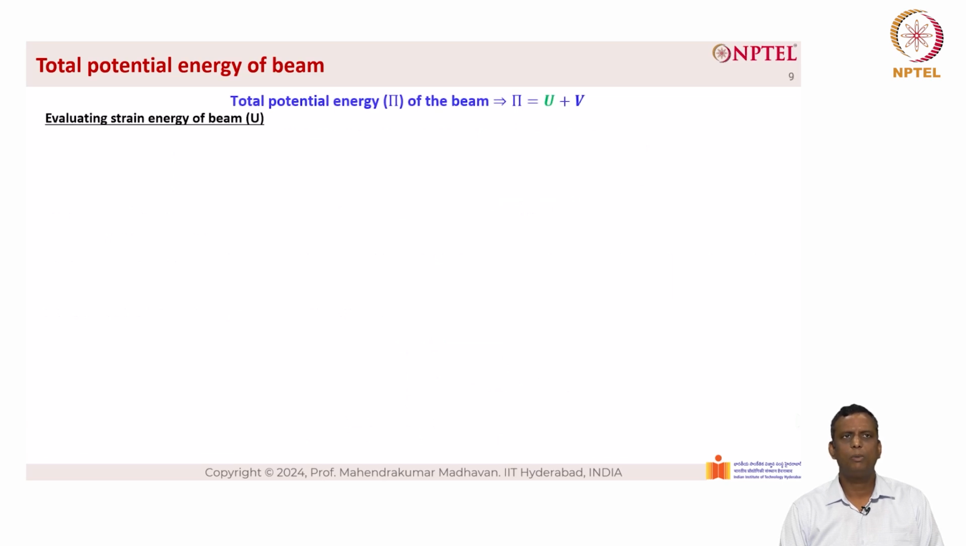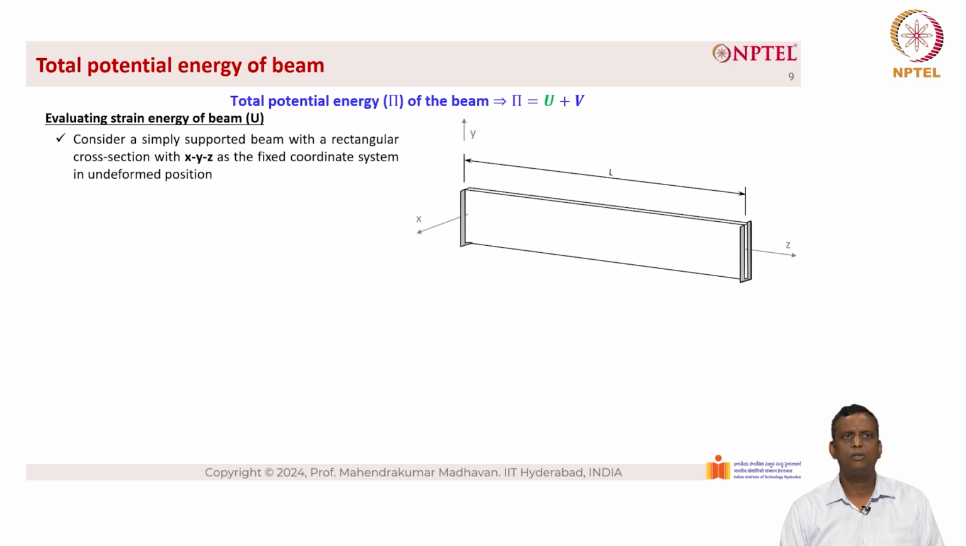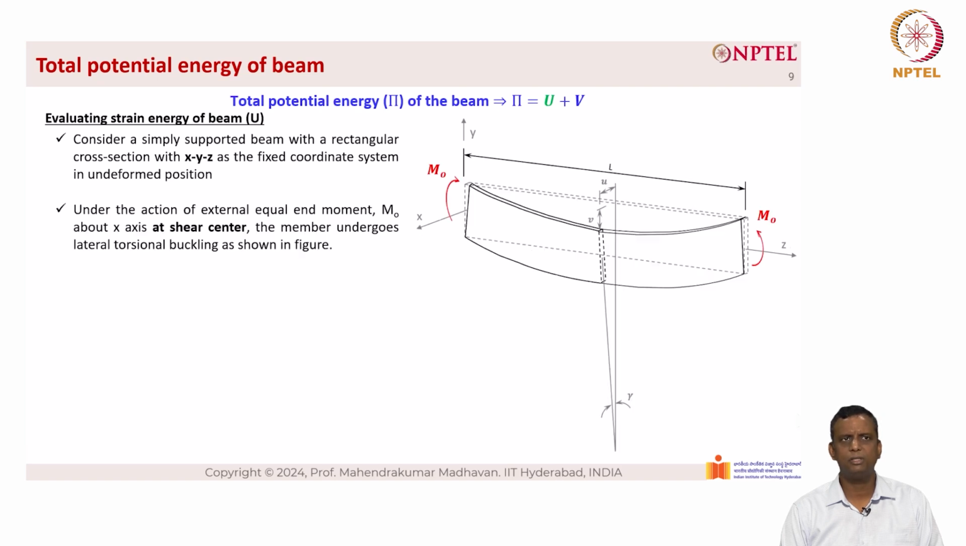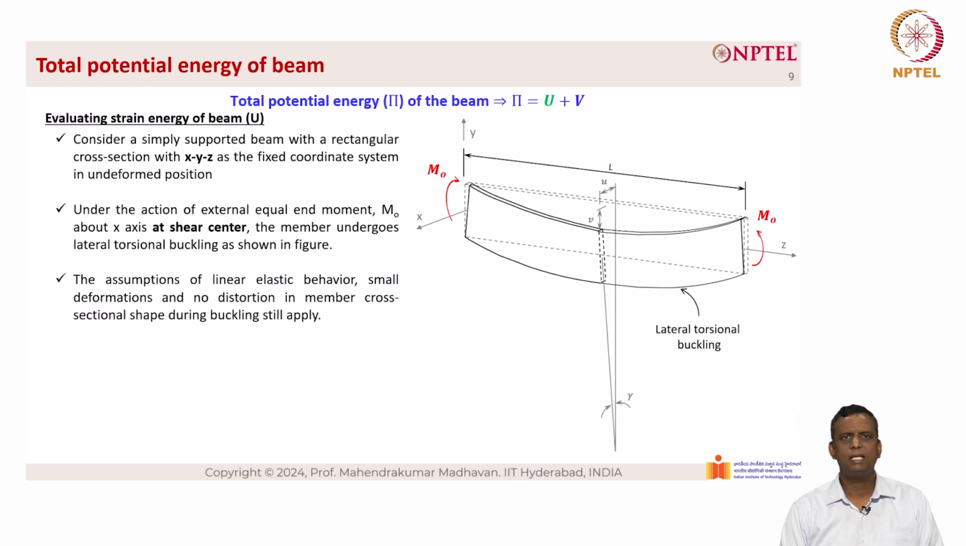Now to evaluate the strain energy of the beam, we need to consider a simply supported beam with a rectangular cross section, with xyz as the fixed coordinate system in the undeformed position, as you can see from the right hand side of the picture. Under the action of external equal end moment m0 about the x-axis at the shear center, the member undergoes lateral torsional buckling as shown in the figure.